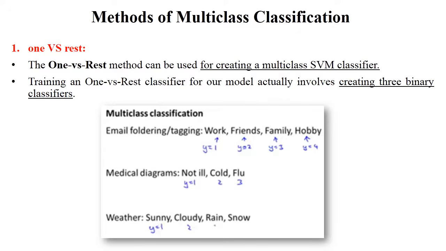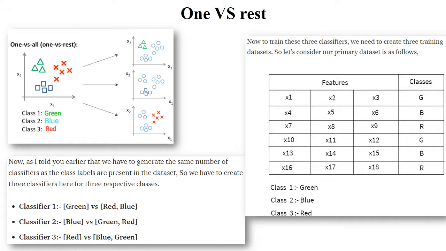Let's take one example. In this given diagram, the diagram represents a total of three classes: class green, class blue, and class red. These three classes can be divided into three classifiers. The first diagram represents only the green class, and the other values are 0 at that time. Next is the blue class and the next classifier is the red class. According to the classes, it generates three classifiers.